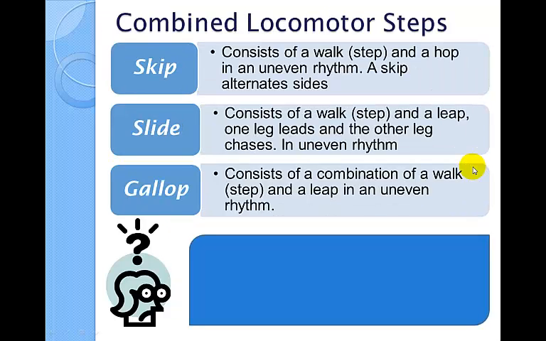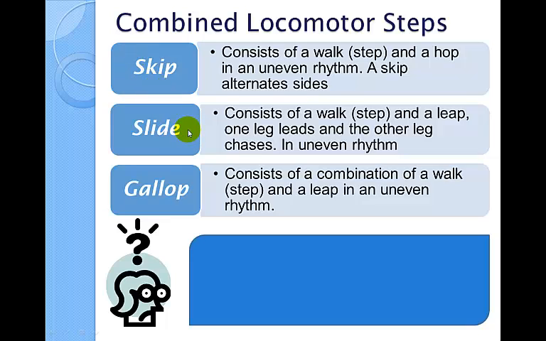Then we have the combined or more complex locomotor steps. They consist of a skip, a slide, and a gallop. A skip consists of a walk and a hop in an uneven rhythm. A skip alternates sides. So we skip right and left and right and left. And a skip just happens to be my favorite movement. I think it just brings the most joy to people's hearts.